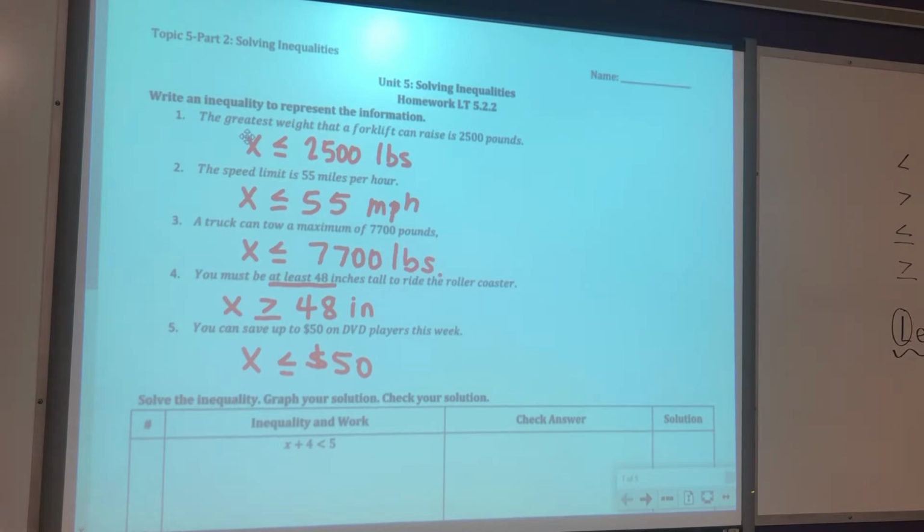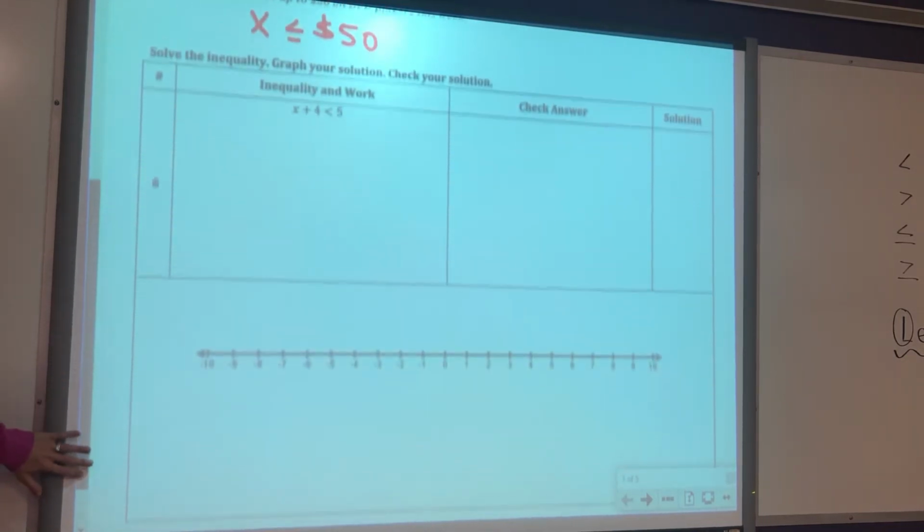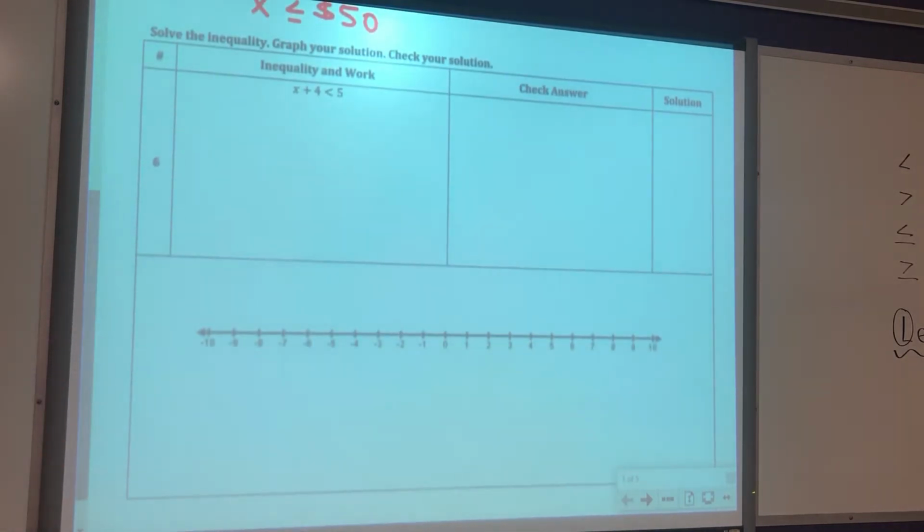So again, we were writing. You were able to graph, and now we're going to solve. So our first problem is x plus 4 is less than 5. Now, if this was an equation, what is the first thing we would do?